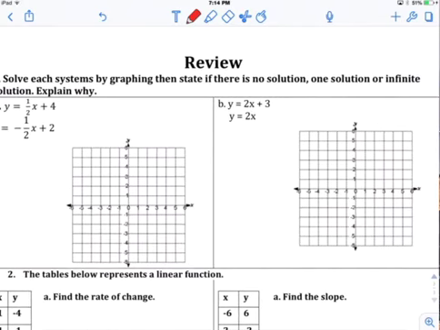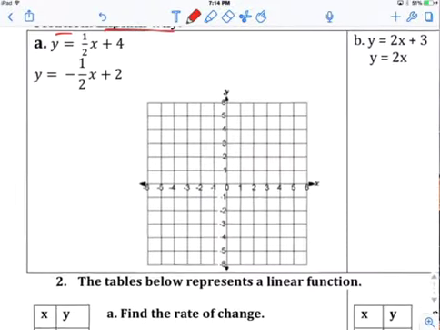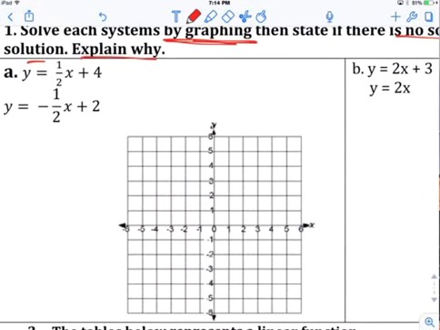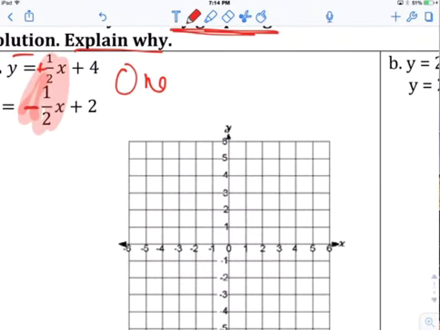Okay, the review part. Solve each system by graphing. Then state no solution, one solution, or infinite solution. Explain. Okay, graph these. We know these are going to be one solution because notice the slope, that means they're going to cross, are different. Okay, one solution.